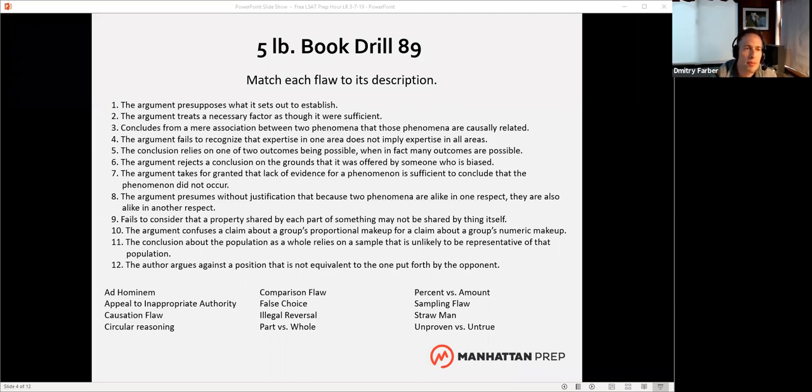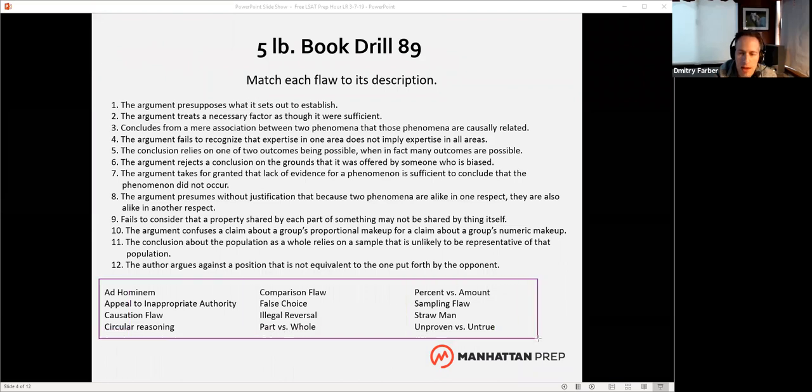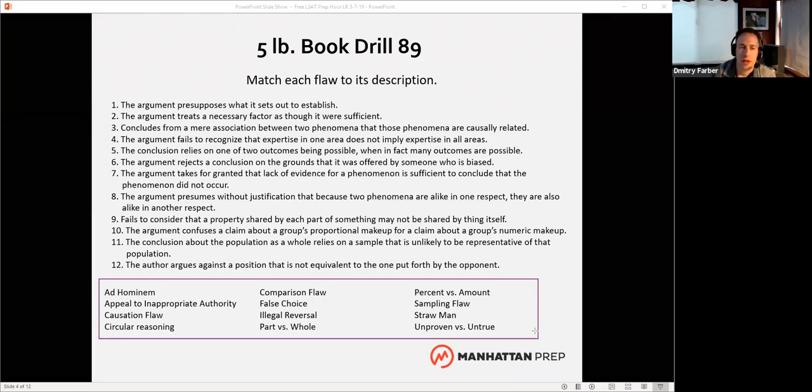If you look at the bottom of the slide, the idea is these are 12. They're not the only 12, but these are 12 common reasoning errors that LSAT arguments will make. So I'll put them in a nice purple box. And the idea is looking at these 12 common reasoning errors, which of these 12 arguments is which? So we're going to have one of each, no tricks there.